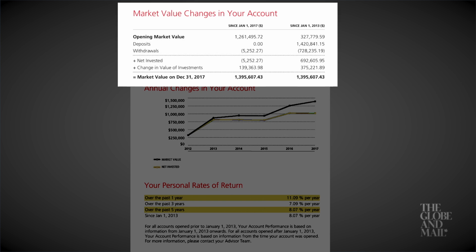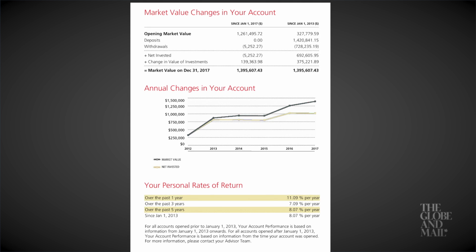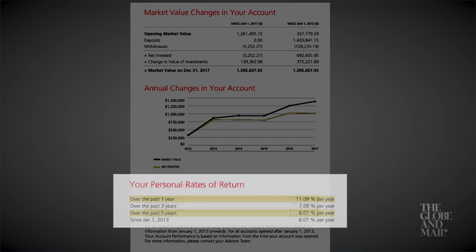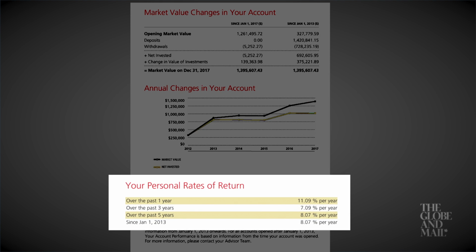The changes in value to your overall account. A chart of some sort to display a visual on how well your account is doing. This can vary between firms, so you may see a bar chart from one firm and a line graph in another. And lastly, you are going to see your rate of return.